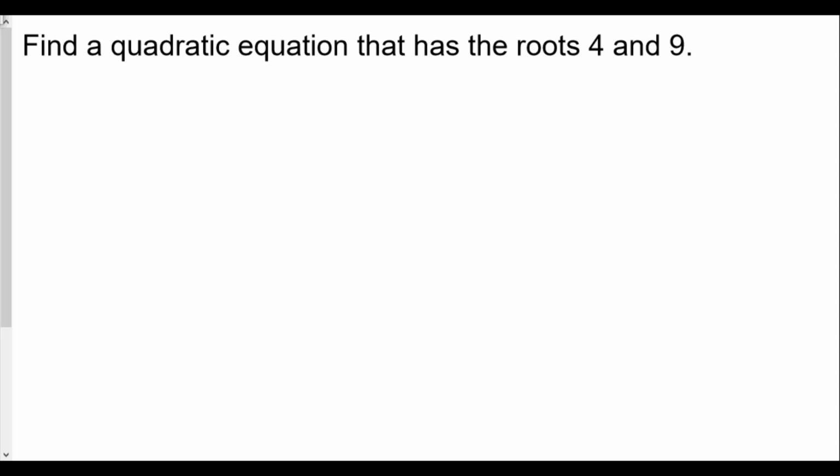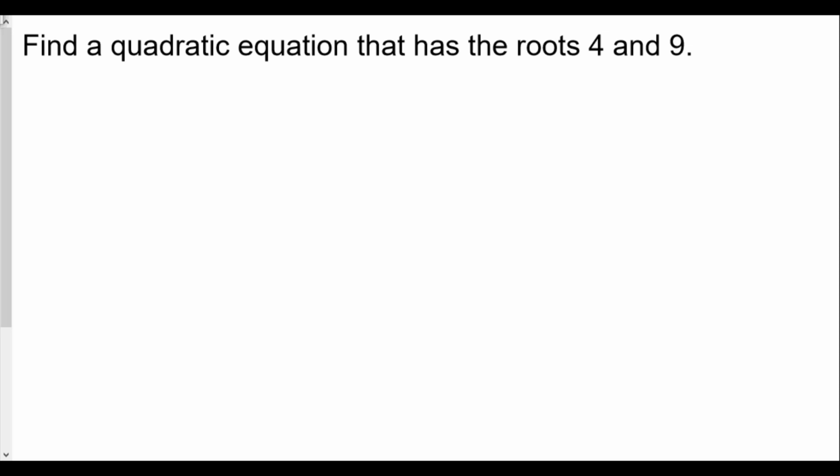Find the quadratic equation that has the roots of 4 and 9. Well, these are solutions, and so you want to work backwards. There are a lot of quadratic equations that have the roots of 4 and 9. We're going to find one of them, and what we're going to use is the sum and product of the roots. Okay?